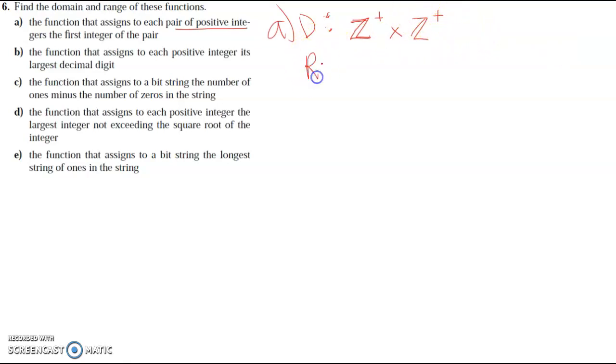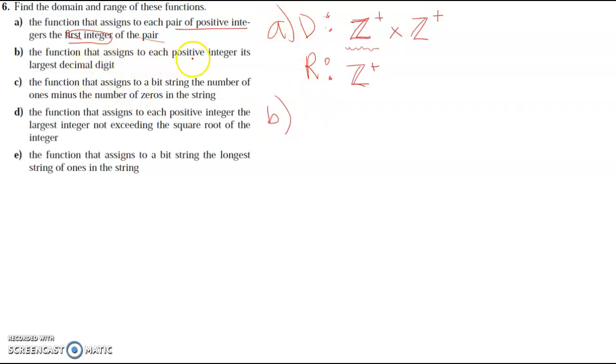The domain was pretty easy to define because we were just told what it was, and now we have to find the range. The range is going to be the first integer of the pair. So that's just going to become our range, which is the positive integers, and we're done with part A. Alright, let's go on to part B.